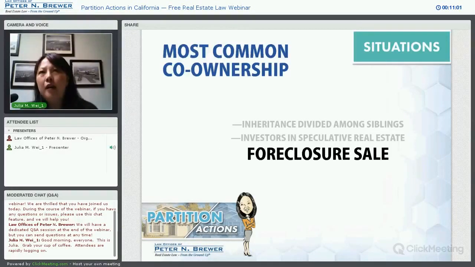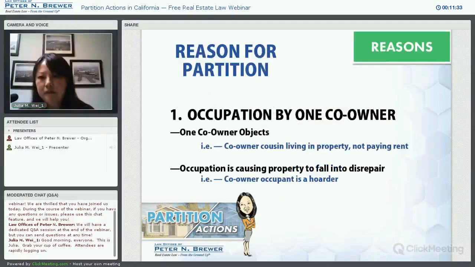And the last way that we also saw, because we represent several private lenders, is that the lender had to take back the property at foreclosure sale, and there were multiple lenders on the note and deed of trust, and so they are forced into co-ownership at the conclusion of the foreclosure sale when it became REO. So those are the three most common ways that we see people become co-owners and likely would need a protection at some point in the future.